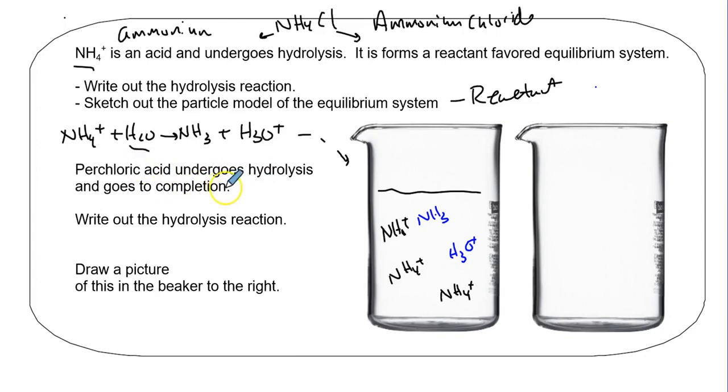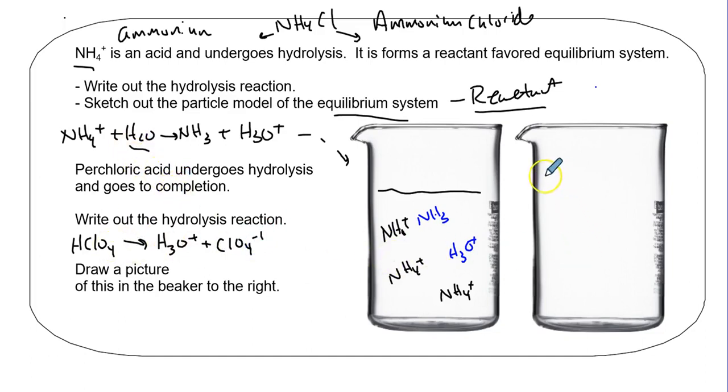Now, this is a different version. So this one here is an equilibrium system, more reactant favored. Now we're going to go to completion. Okay. So in this case, perchloric acid, HClO4 goes to H. Now, sometimes people don't draw the water in here. Okay. They assume that you realize that it's full of water. H3O plus, ClO4 minus 1. So that's another way to kind of write the same thing.